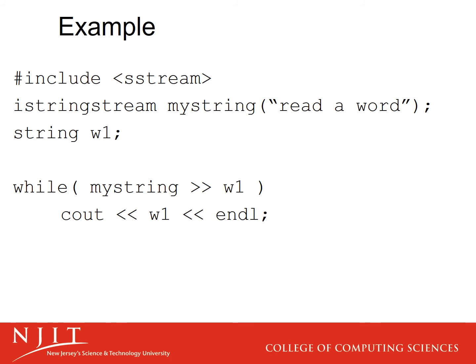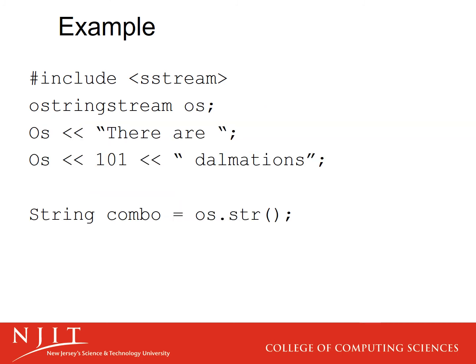Now, sometimes it's useful to do things the other way. Here I'm doing a similar thing. I #include sstream, but instead of an istringstream for input, I'm using an ostringstream for output. Notice that I've created this thing called os and there's nothing in it. I use operator <<. I write the string "there are" to it, and I write the integer 101 to it, and then I write the string "Dalmatians" to it. Great.